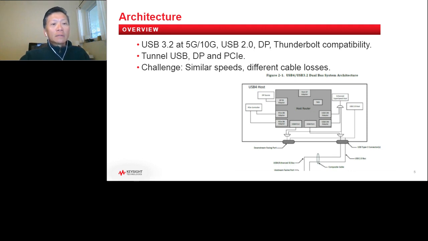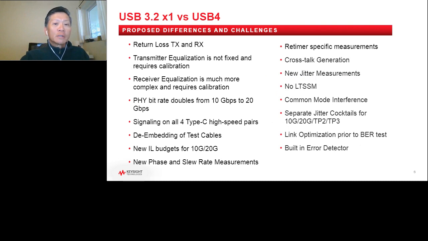This slide talks about the proposed differences and challenges between testing USB 3.2 by 1 versus USB 4. First, return loss testing. USB 3.2 by 1 did not require return loss testing. In USB 4, you must perform return loss testing. In USB 3.2 by 1, there was only one TXEQ. Pre-shoot was plus 2.2, de-emphasis was minus 3.1.